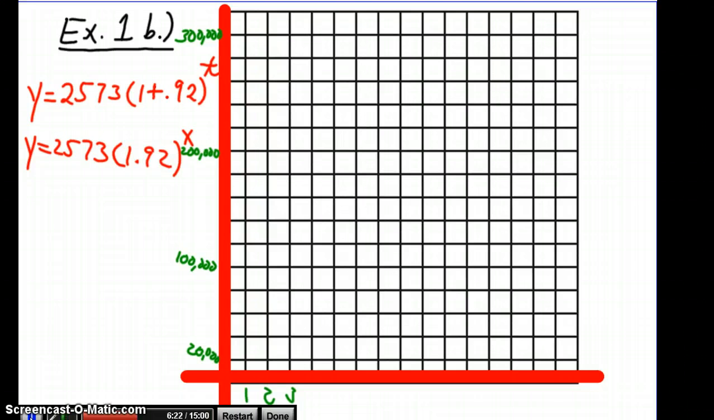It's still a straight line. No. We didn't change anything. It's still a straight line. Should be a curved line. Should be. And then we're going to make a table.